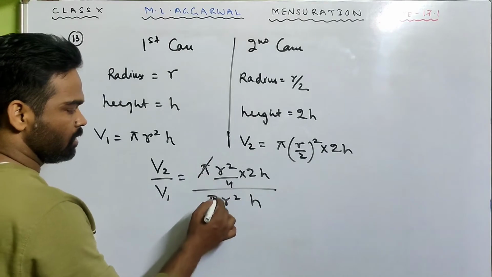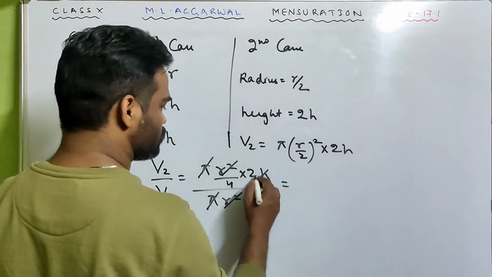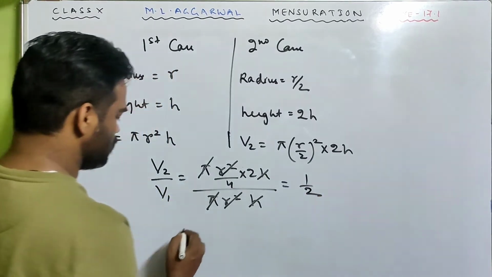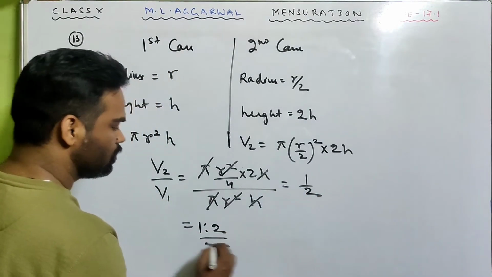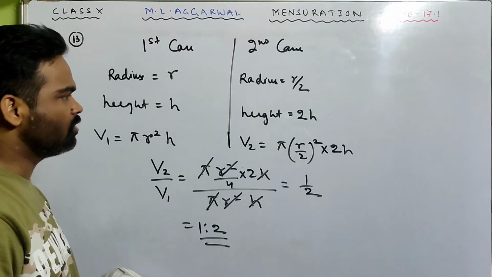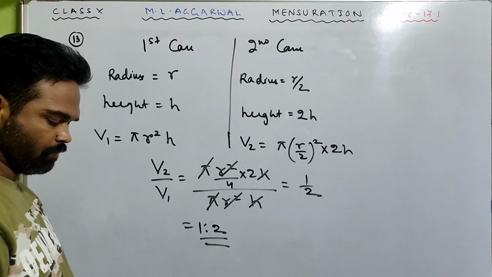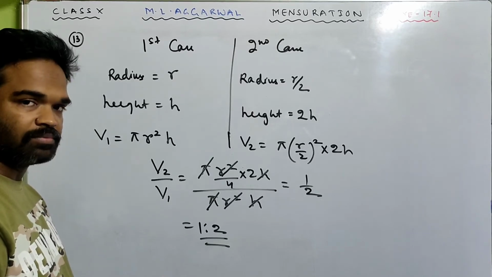Done. Pi R square H cancels. So this becomes 2 by 4, that is 1 by 2, which means the ratio is 1 is to 2. Done. Very easy. Yes or no? This was sum number 13. Chalo. We look at number 14 now.